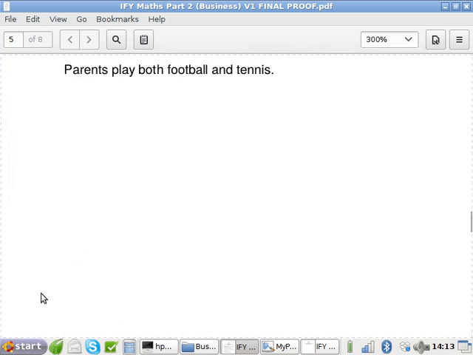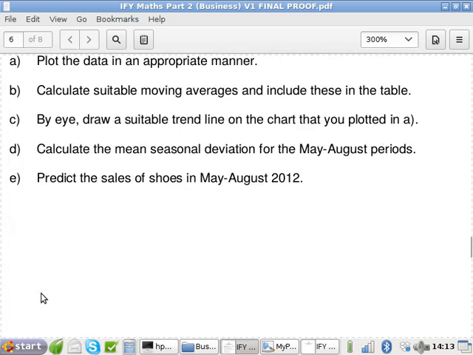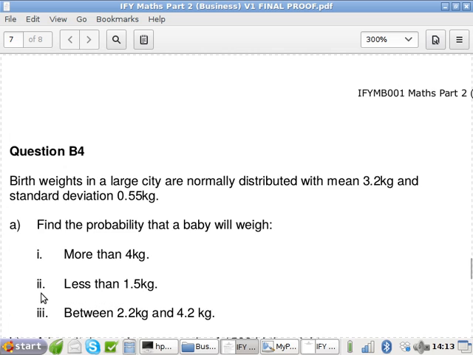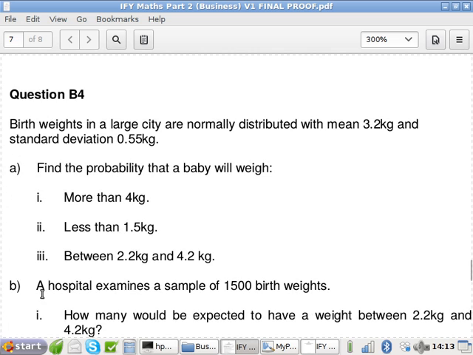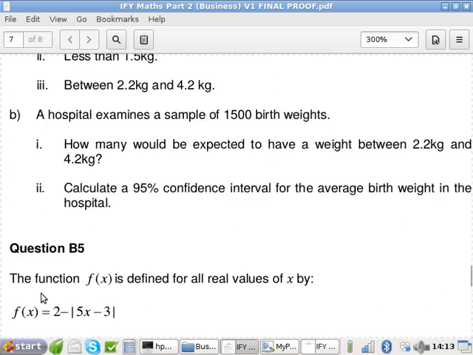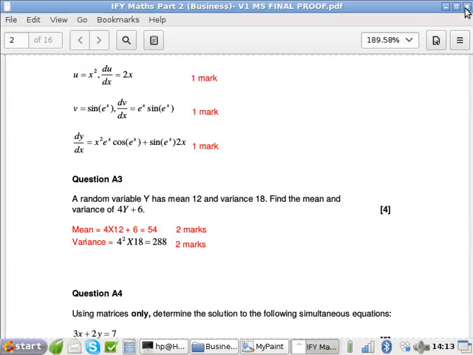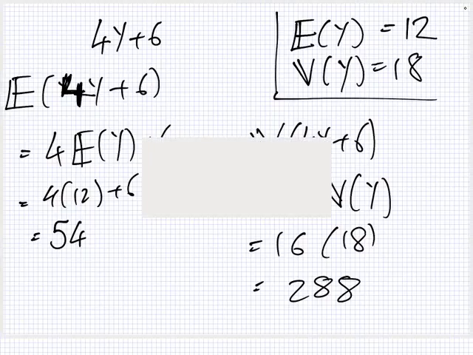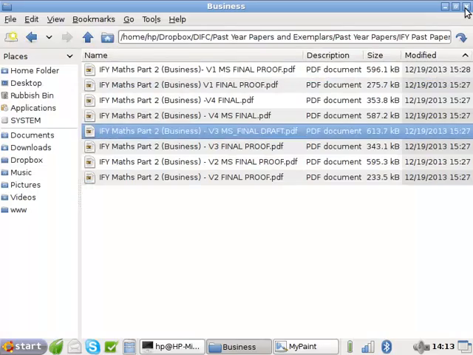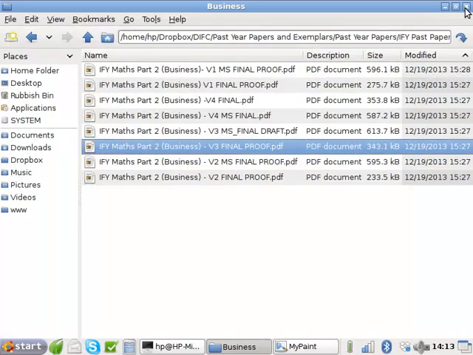I want to do binomial. Let's see if I find a binomial. That's what we did, something like this. No binomial in that one. Let's go, and I don't remember seeing anything in version 3 or 2, so we'll just jump to 3. Maybe there was no binomial that year.